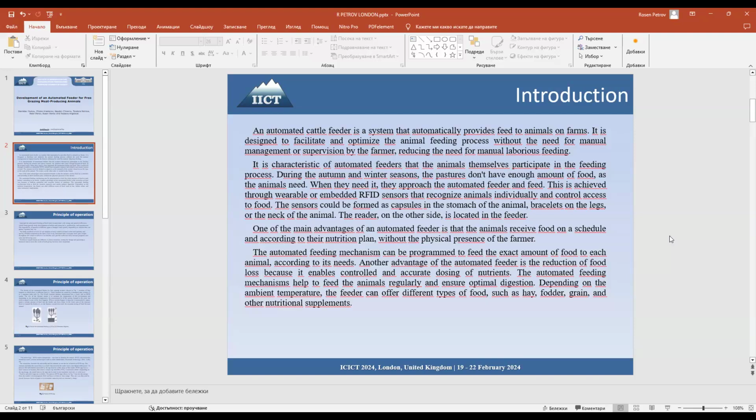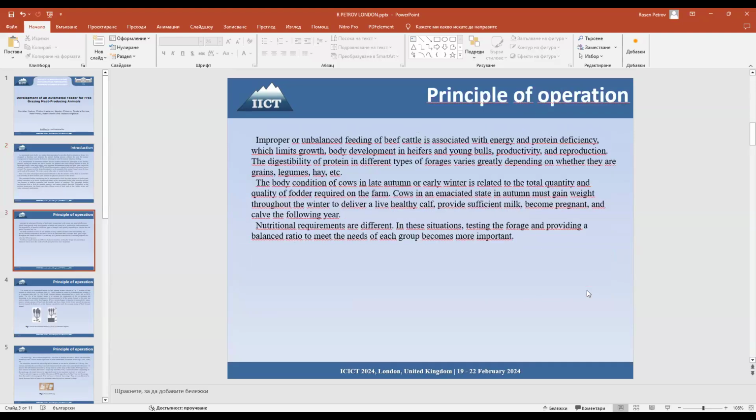Another advantage of this automatic feeder is the reduction of food loss, because it enables control and accurate dosing of nutrients. The automatic feeding mechanism can help to feed the animals regularly to ensure optimal digestion. Depending on the ambient temperature, the feeder can offer different types of food, such as hay, fodder, grain, or other nutritional supplements.